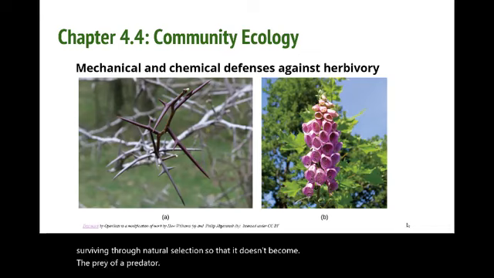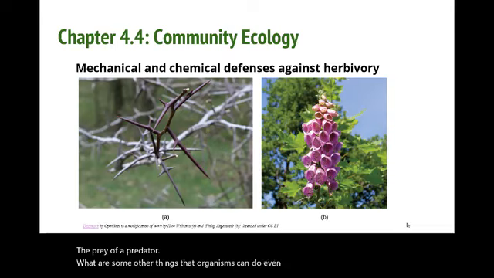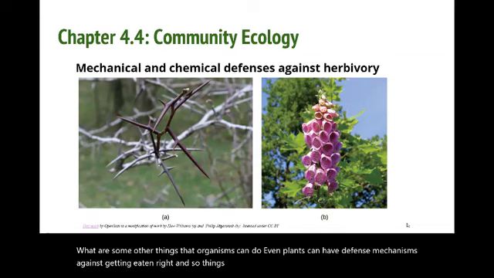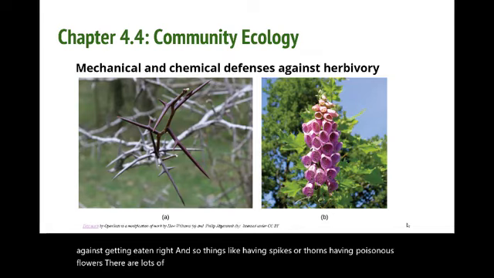What are some other things that organisms can do? Even plants can have defense mechanisms against getting eaten, right? Things like having spikes or thorns, having poisonous flowers. There are lots of different ways, chemical ways, mechanical ways, that organisms can fight predation, right? To make sure that they don't get eaten.